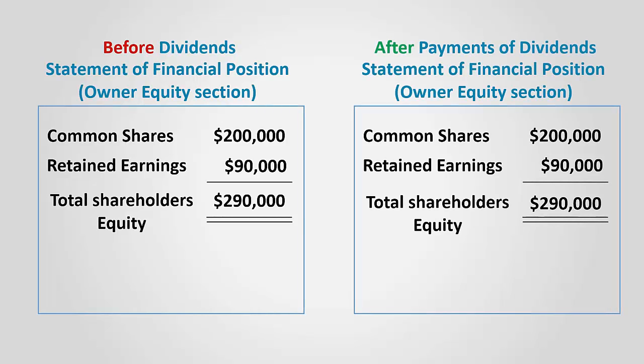Let's compare the shareholders' equity section on the statement of financial position before and after the cash dividends distribution. Common shares are not affected. Let's assume that retained earnings had a balance of $90,000. After the dividends distribution, retained earnings decreased to $70,000 and accordingly total shareholders' equity is reduced by $20,000 as well.